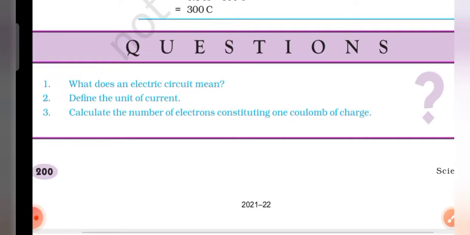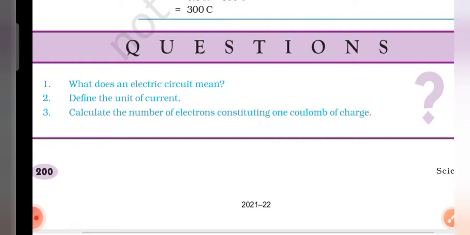Now calculate the number of electrons constituting 1 coulomb of charge. The charge on one electron, I told you, is 1.6 into 10 to the power minus 19 coulomb. It is a negative charge. Sorry, it is asking for the number of electrons constituting 1 coulomb of charge, so it is 6 into 10 to the power 18 electrons.